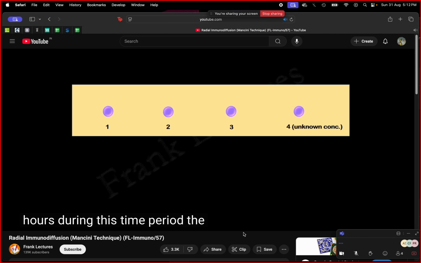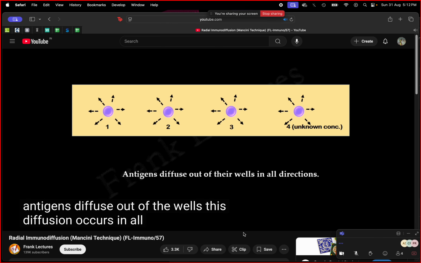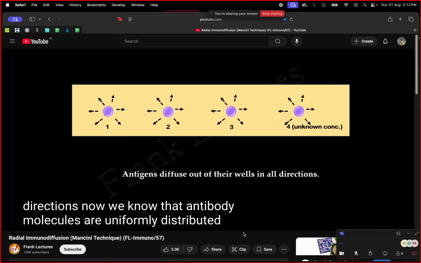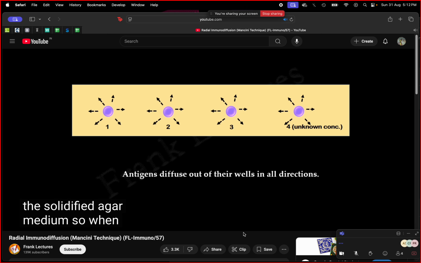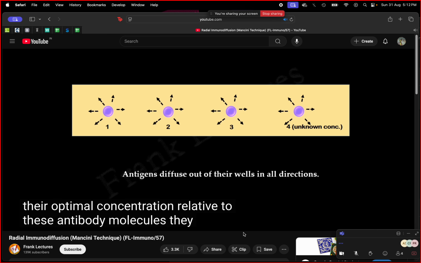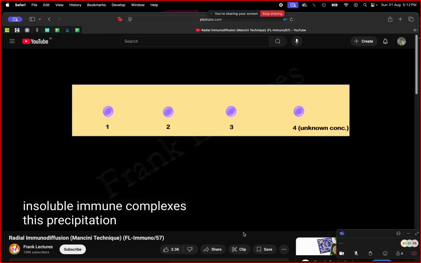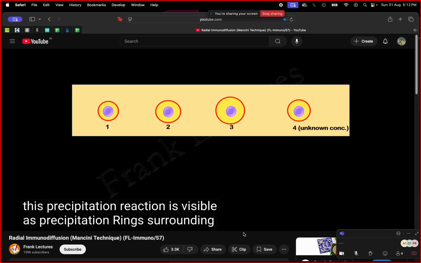During this time period, the antigens diffuse out of the wells. This diffusion occurs in all directions. Now we know that antibody molecules are uniformly distributed in the solidified agar medium. So, when these antigens reach their optimal concentration relative to these antibody molecules, they form insoluble immune complexes. This precipitation reaction is visible as precipitation rings surrounding the wells.